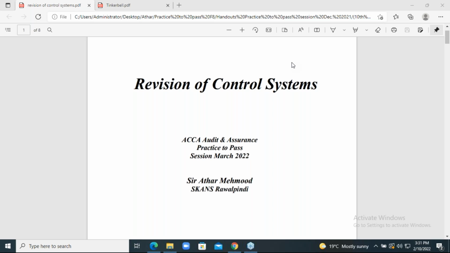Yesterday we discussed what audit risk is, what the three types of audit risk are, how audit risk is examined by the examiner, what the two formats are with regards to exam technique and exam requirement, and how to design the audit response. So all these techniques and methods were discussed yesterday.